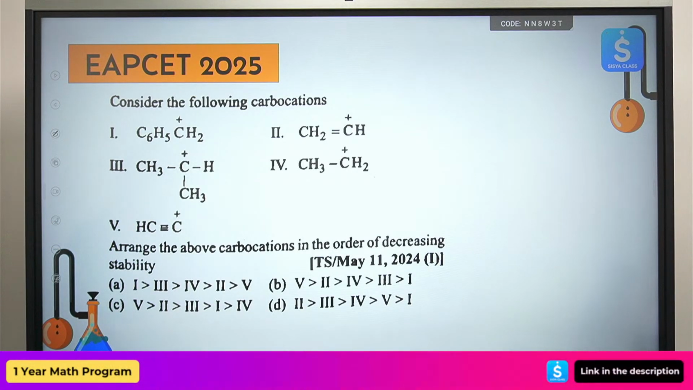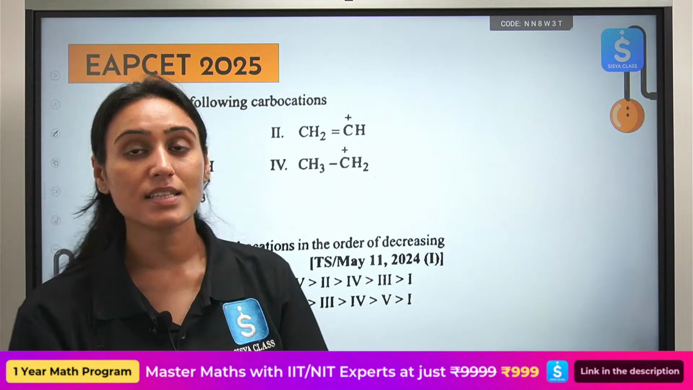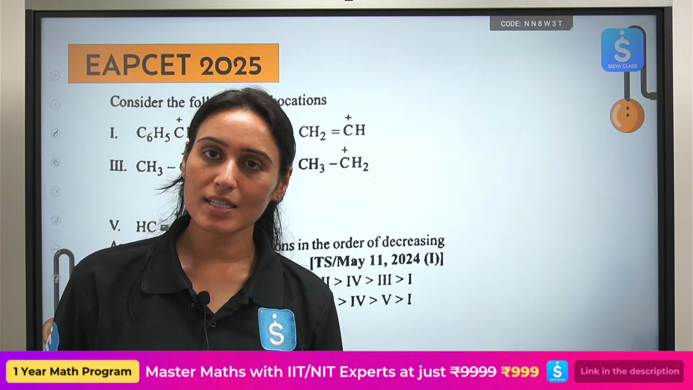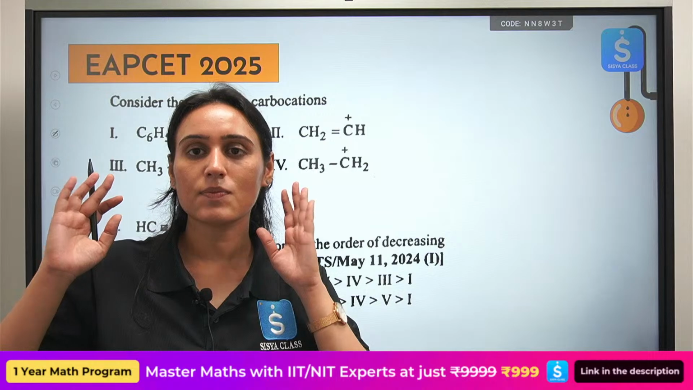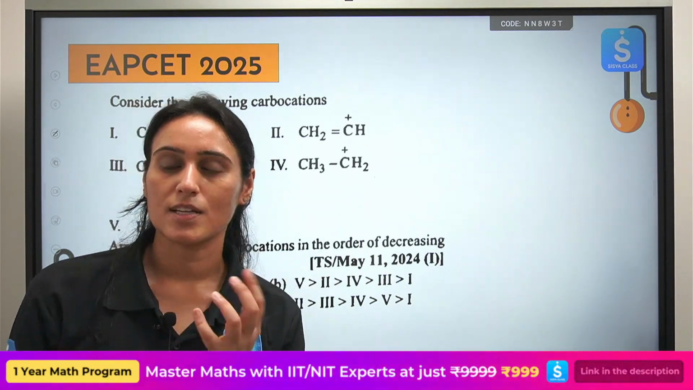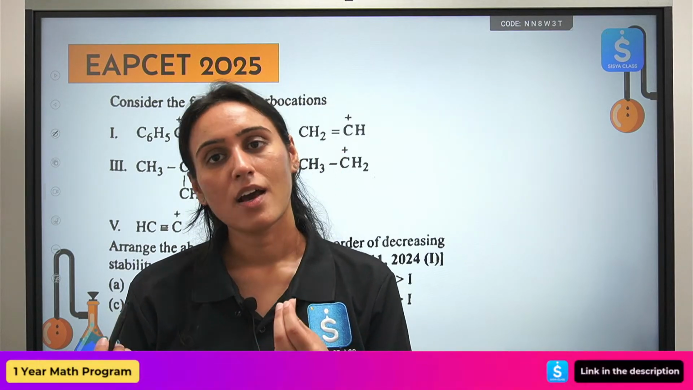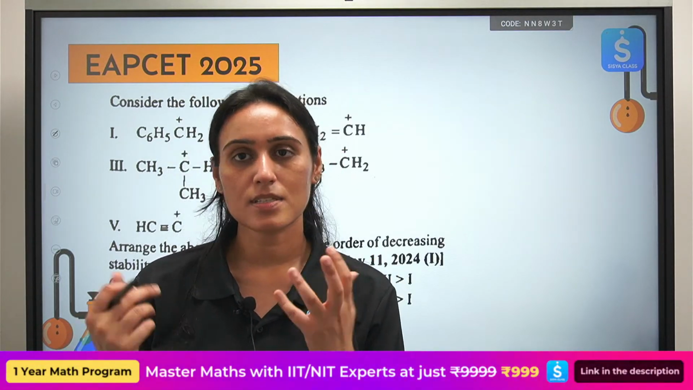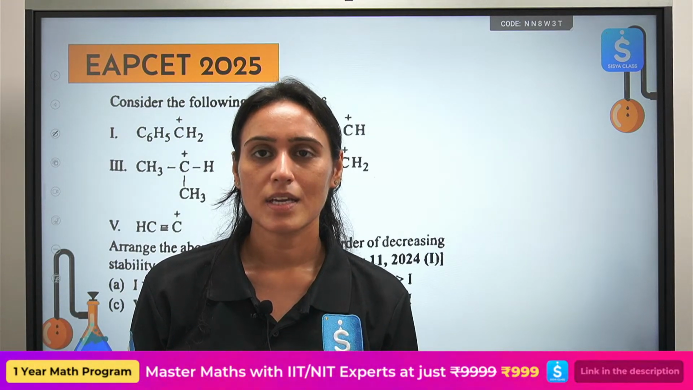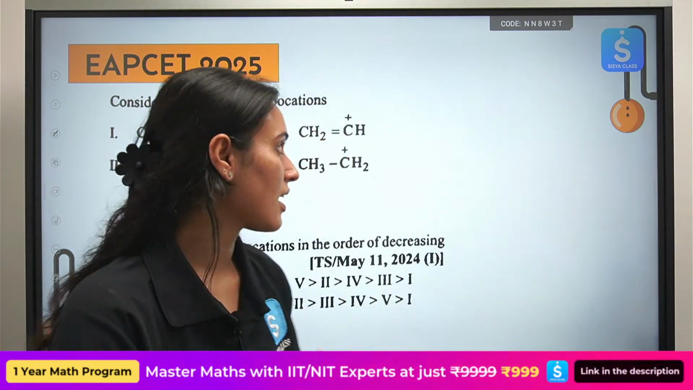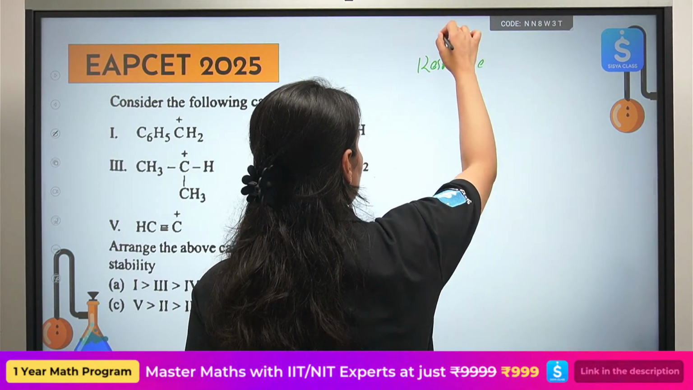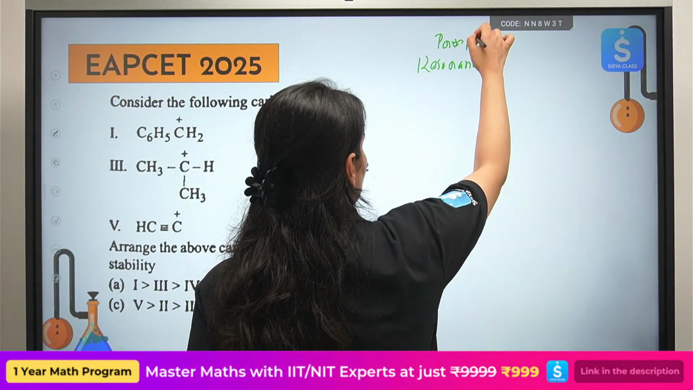Consider the following carbocations and arrange the above carbocations in the order of their decreasing stability. How do we compare the stability of carbocation? Same thing that we have done so many times. We will see whether the carbocation is stabilized by resonance or hyperconjugation or inductive effect. Which one will take precedence? Resonance. After that, hyperconjugation. In the end, inductive. Okay, inductive is the weakest effect. Okay, I will write it once again. First, look for resonance. This is the priority order of strength.